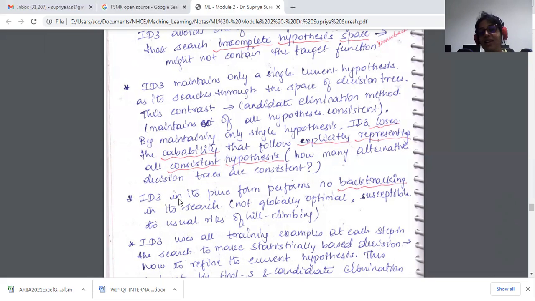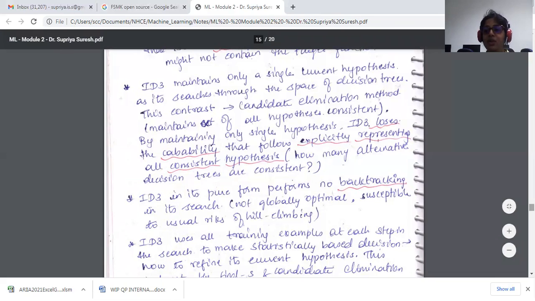And as I told you, ID3 in its pure form performs no backtracking at all in its search. It is not globally optimized, and is susceptible to the usual risk of hill climbing. Okay, it does not perform any backtracking.